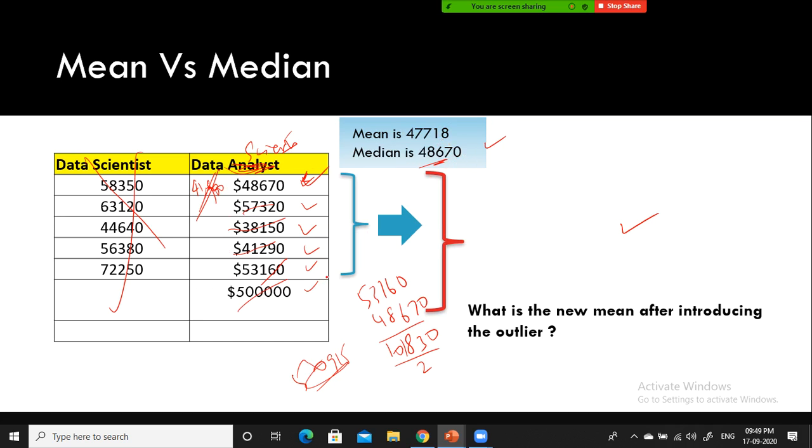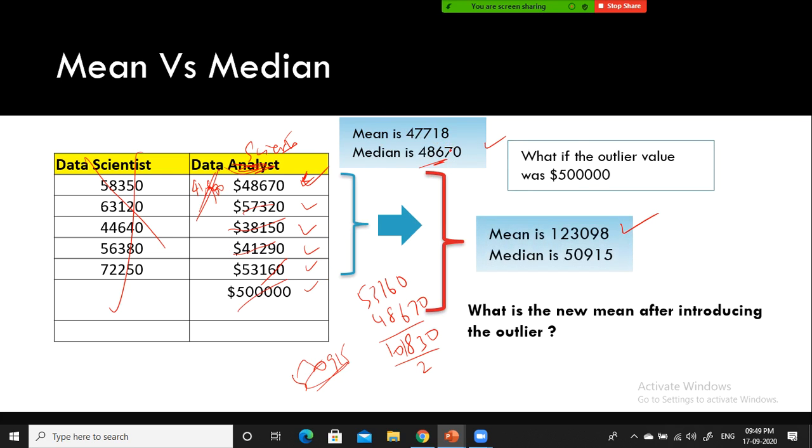In the case of mean, okay, this is the one for excluding the outlier. Sorry, I confused you. After excluding the outlier, you are left with only these 5 values. In the 5 values, the median is obviously 48,670, right? That's how I arrived here. And the mean value for this one is 47. In this case, you did not consider the outlier.